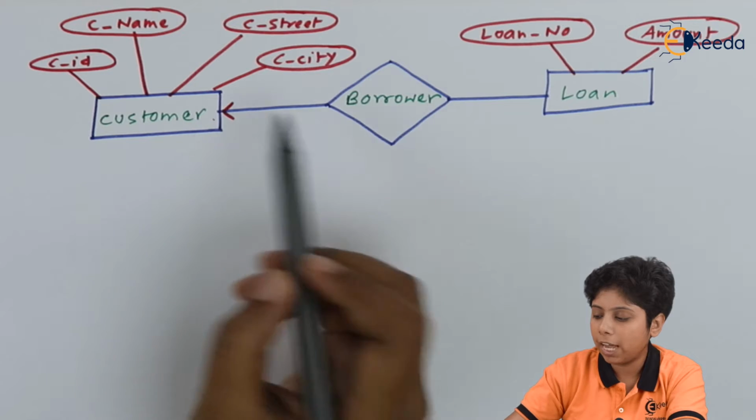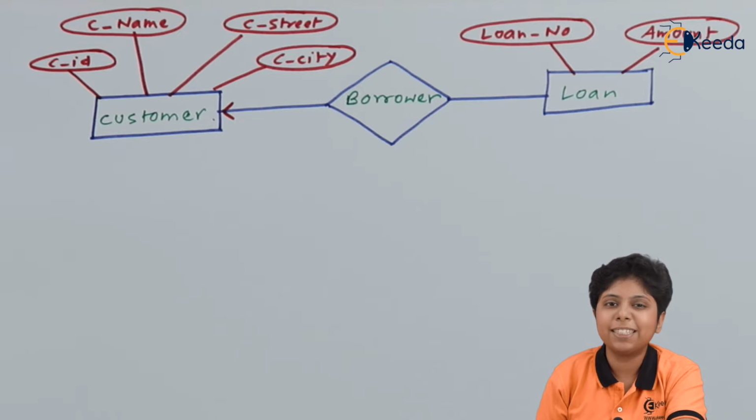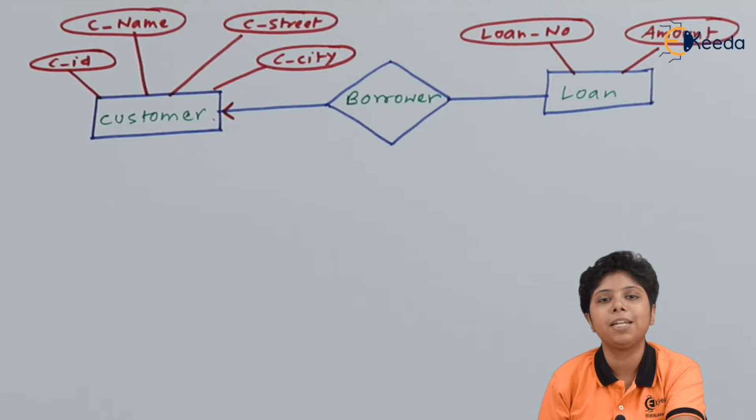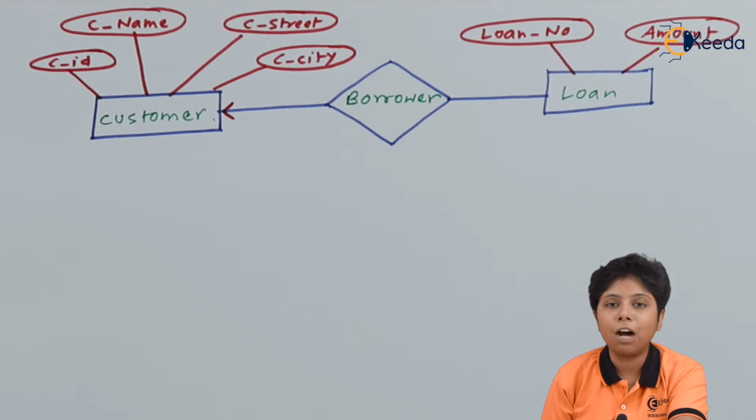Now if we change this arrow from there to there, then it suggests that there are many loans that belong to one customer. So we can change the arrow of that particular one-to-many or many-to-one relationship to suggest that from one side we have the many side on the other one. Now we will see how to use a one-to-one relation in this way.